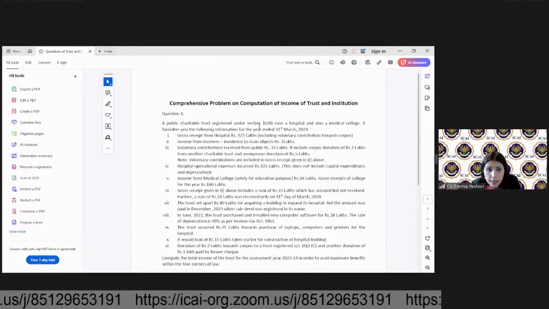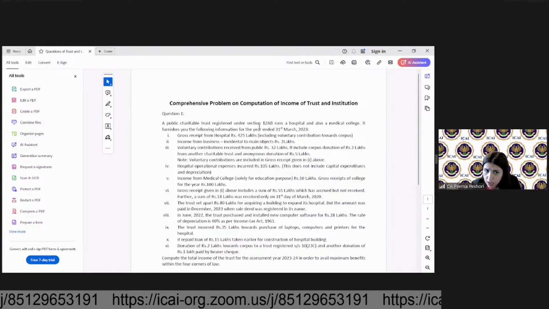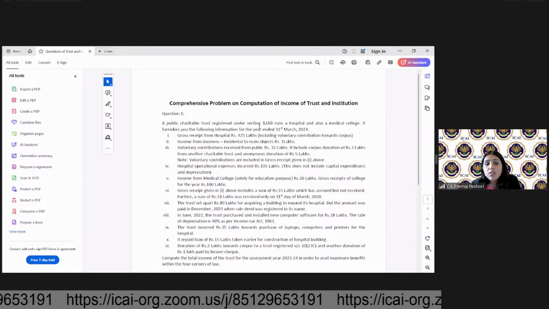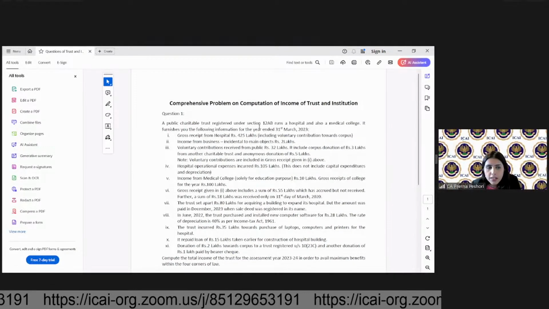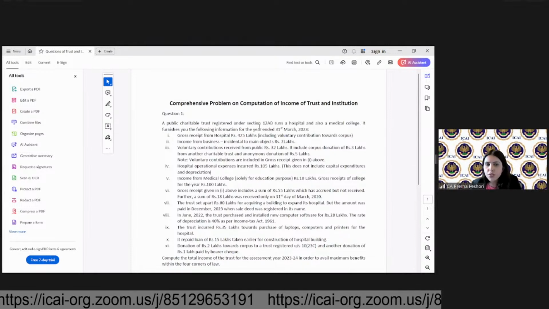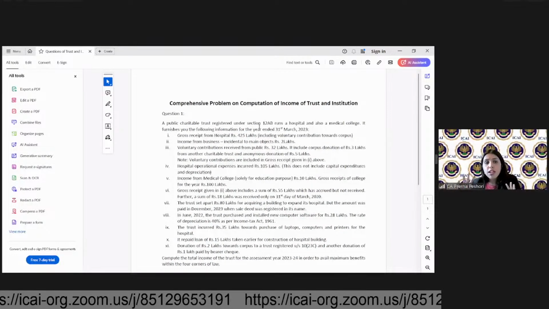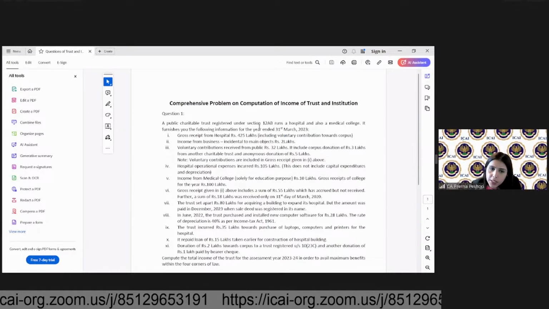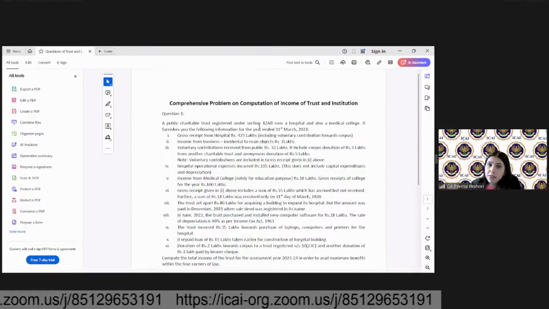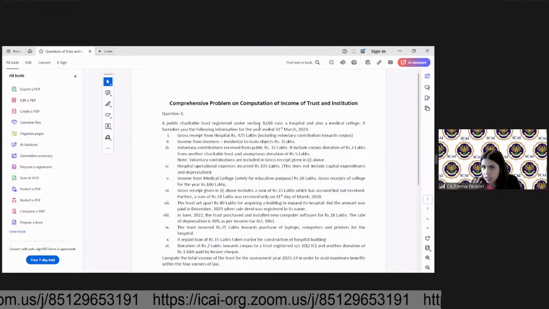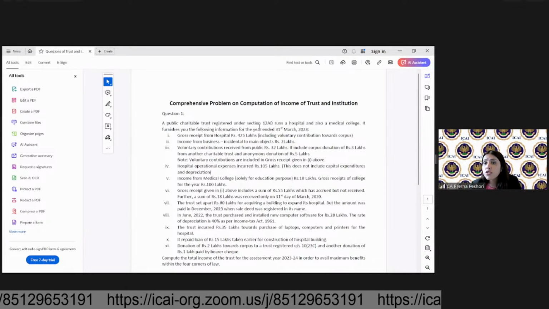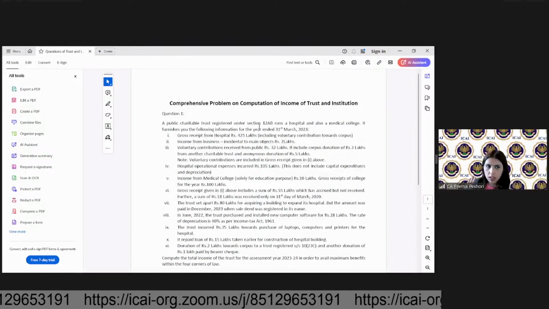In case it has not commenced its activity, it has to apply for a provisional registration. In case it has commenced the activities, it has to apply directly for the final registration. Are we clear? The provisional registration has to be taken 1 month prior to the commencement of the previous year. It is given for a period of 3 years, from the year in which the approval is sought.